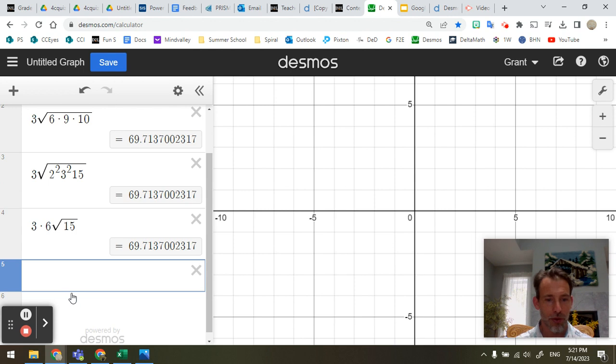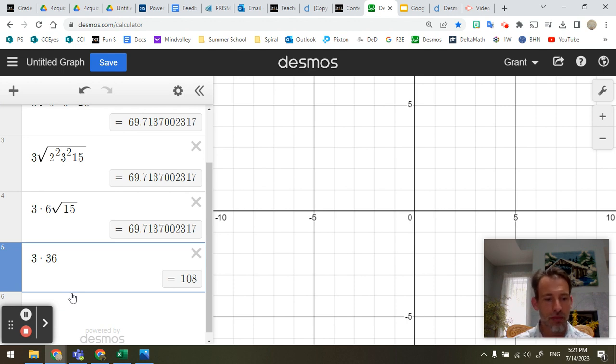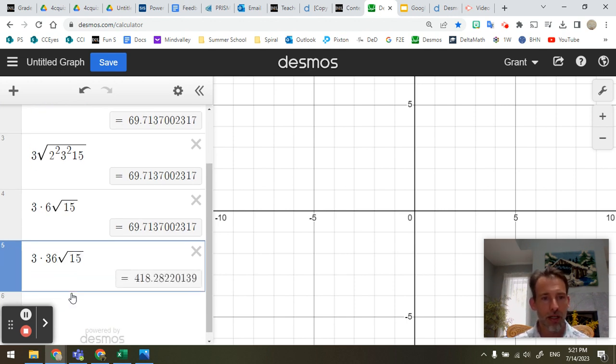Then, when you go ahead and you write, okay, so this is 3 times 36 times the square root of 15. Well, no, it isn't. We went from 69.7 to 418.28. Them's different. Okay, so not 3 times 36, it's just 18 out here. It's just 3 times 6. And that's the fully simplified form.